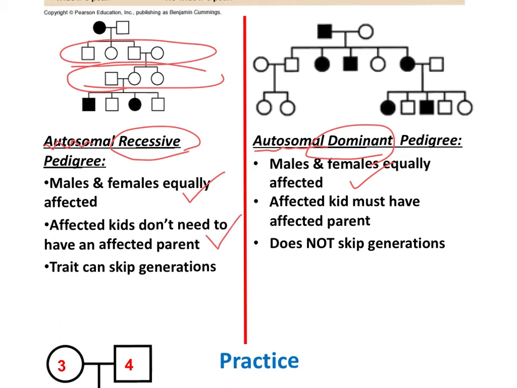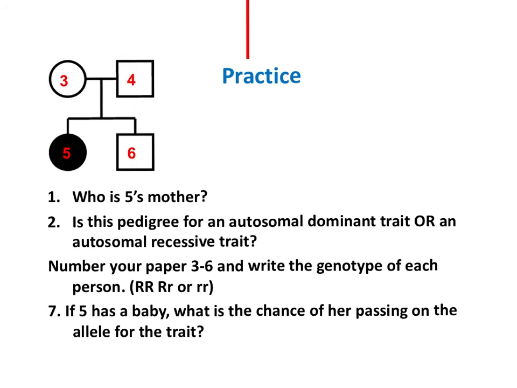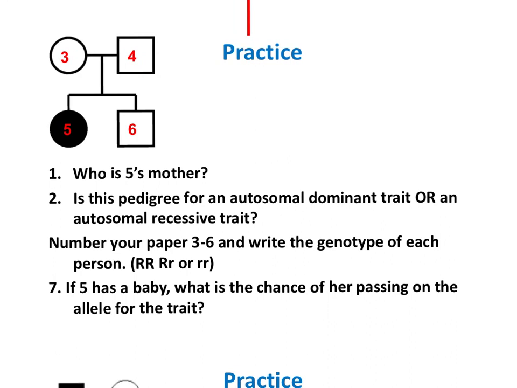Affected kids don't have to have an affected parent. So here is a kid who is affected, but neither of his parents are affected. On the contrary, in a dominant pedigree, every affected kid has an affected parent. It does not skip generations. So you'll see questions that ask you, is the trait dominant or recessive? Best way to tell, are there entire generations that don't have the trait? If so, it's recessive.